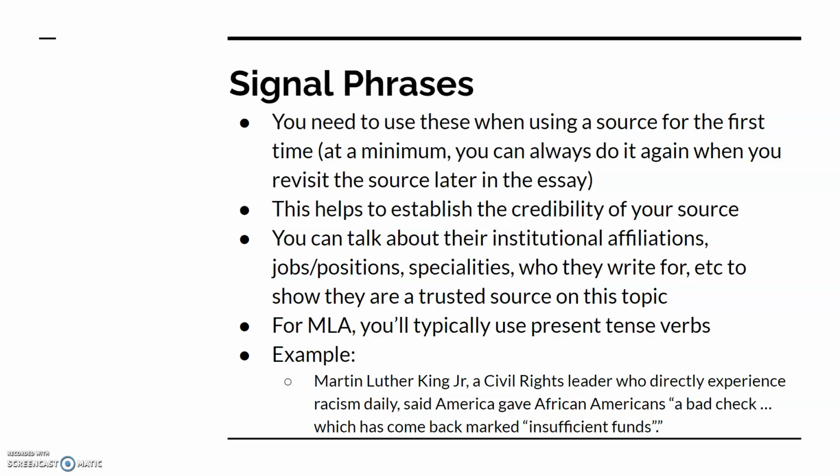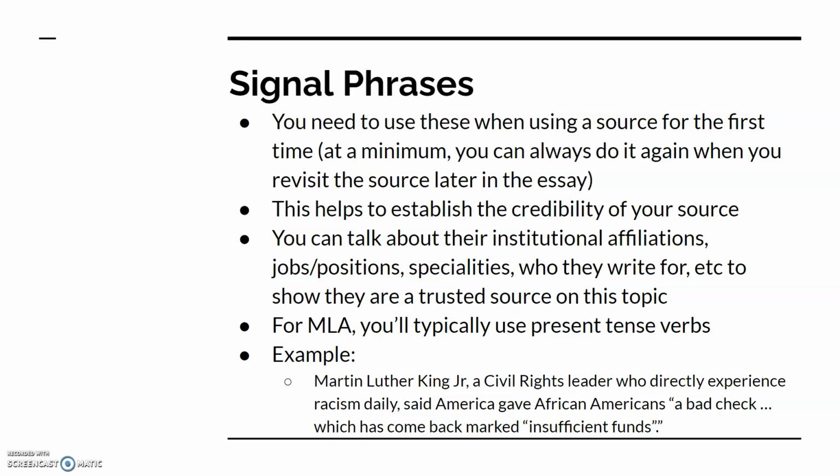Make sure that you're also providing something called a signal phrase. So when you're introducing a source for the first time, you have to do this. Now, you can always do it a little bit later. So you're using multiple sources, and after a paragraph or two, you're coming back to one of your first sources. You can always reintroduce it, but it helps establish the credibility of your source. So this is talking about their institutional affiliation, their job or position, their specialty, who they write for, just something that shows they're a trusted source in this topic.